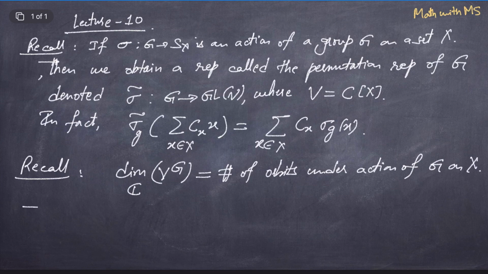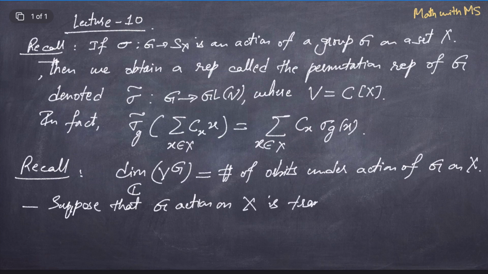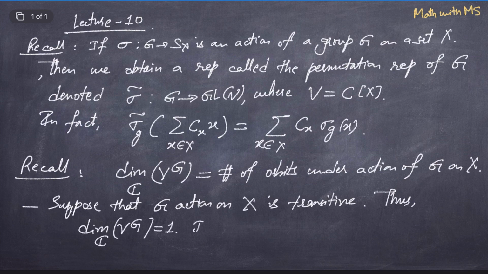Let us specialize to the situation when your group action is transitive. Suppose that the G action on X is transitive. Transitive means only one orbit. Thus in this case, the dimension of V^G is precisely 1. In fact, V^G is generated by this vector, summation x, x in the space X.